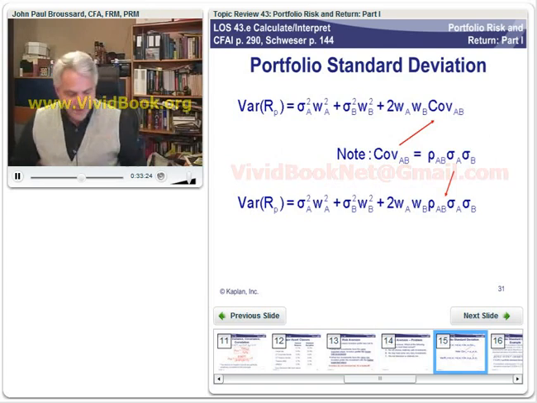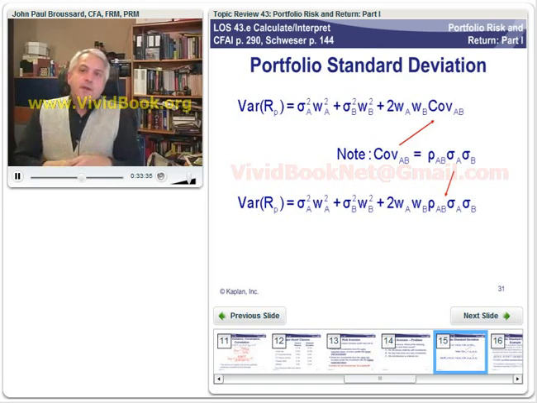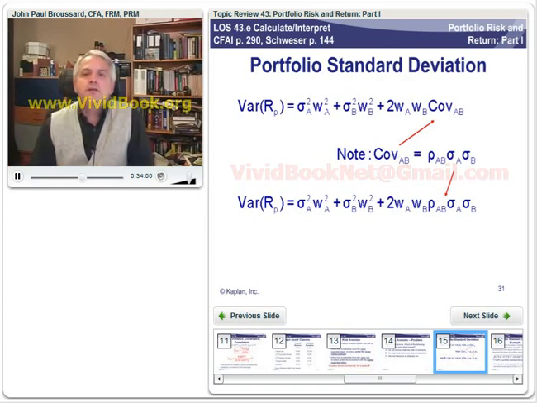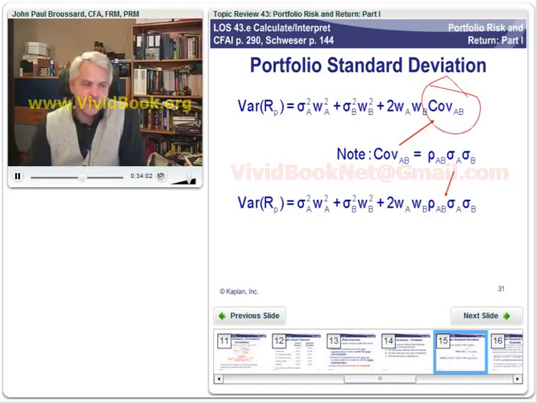Now, I indicated a couple slides ago that when we talk about a portfolio, we're talking about combining various assets. And this is an example of combining two assets, asset A and asset B. One of the things that you should recognize is that when we are trying to calculate the risk, the standard deviation of the portfolio, we take into account the standard deviation of each asset, but we also take into account the measure of co-movement amongst these assets.